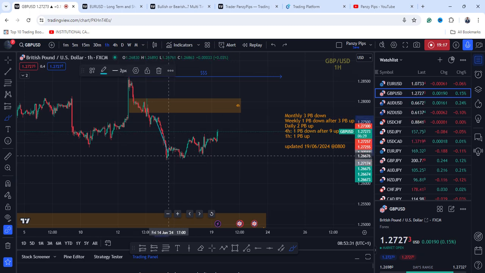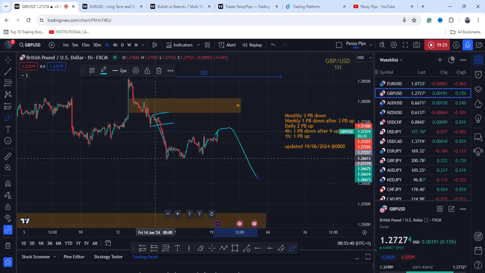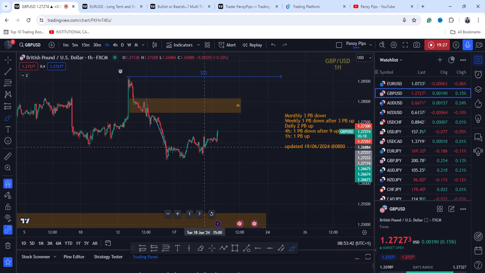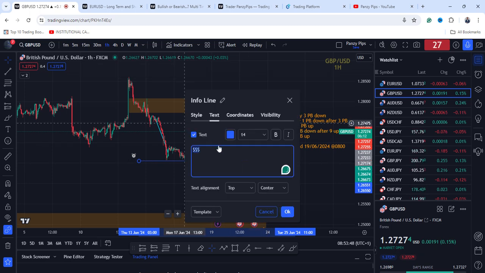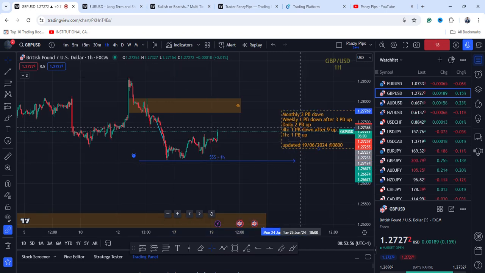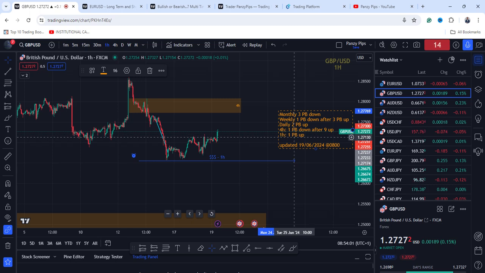Then with that smash through, we have this as our 1 hour zone. Okay, and we expect prices to come all the way into it and then go lower. That liquidity target being down below here. Okay. So I like to focus more on the lower time frame. So I'm bringing this here and I'm going to call it 1 hour liquidity. That's 1 hour liquidity. And that would be 1 PB down.